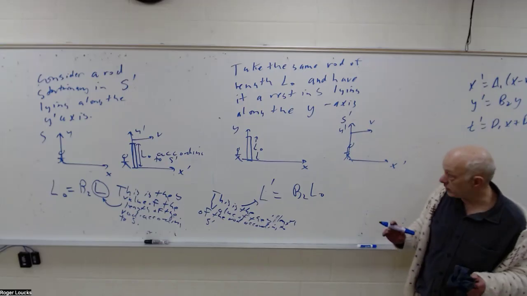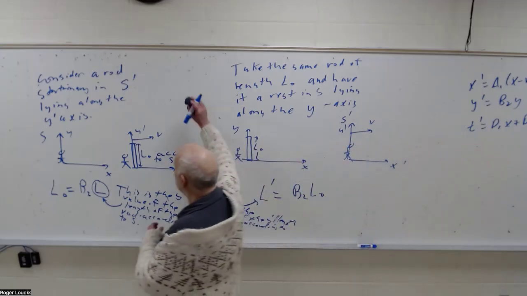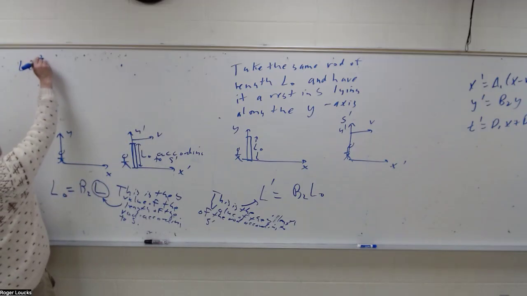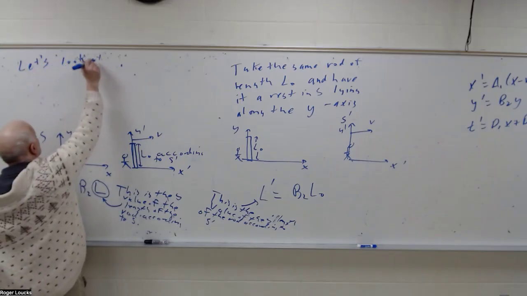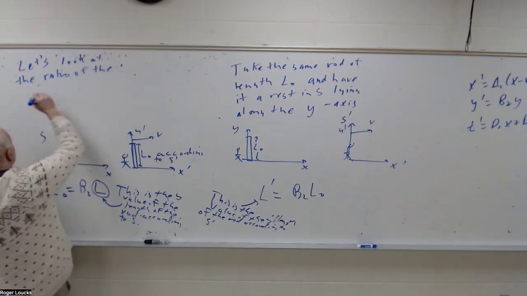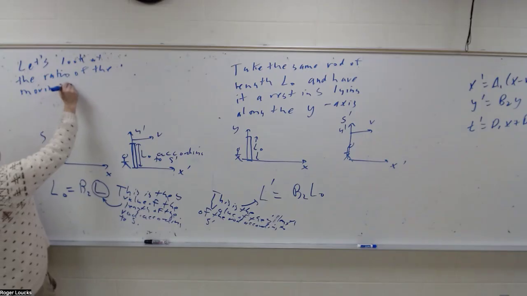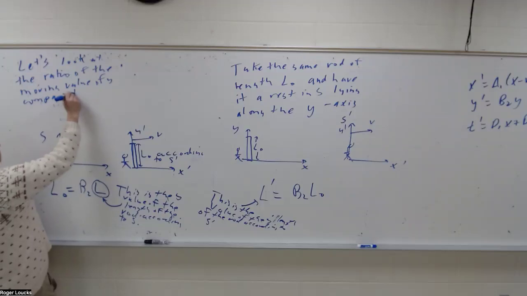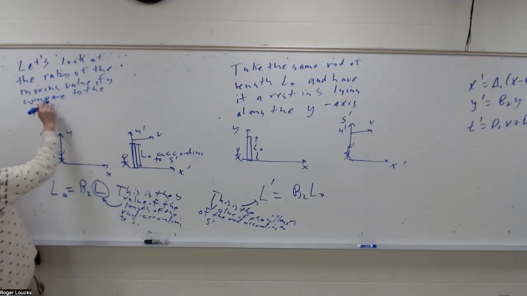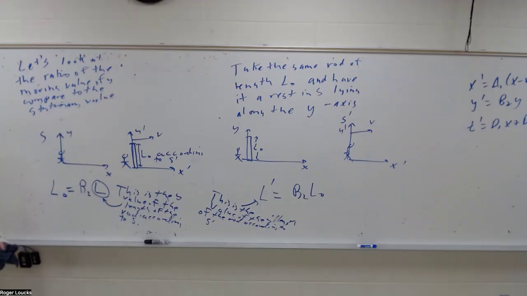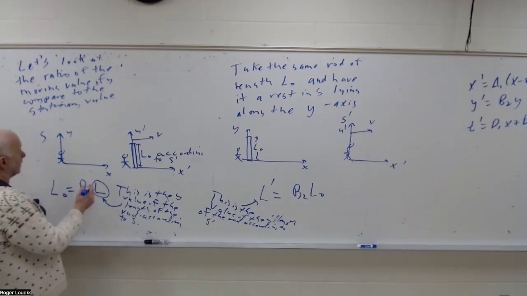Okay, now we're going to look at a ratio here. This is where it's a little on the sides. So let's look at the ratio of the moving value of y compared to the stationary value. I've kind of worded this awkwardly, so we're going to do that in each of these cases here. So in the first case.